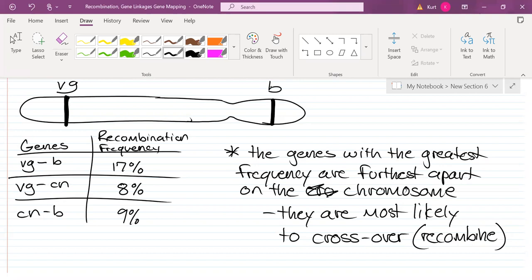VG and CN are 8 gene mapping units apart, and CN and B are 9 gene mapping units apart. So which one would CN be closer to, VG or B? All right, CN is going to be just a hair closer to VG. So let's put it right here.